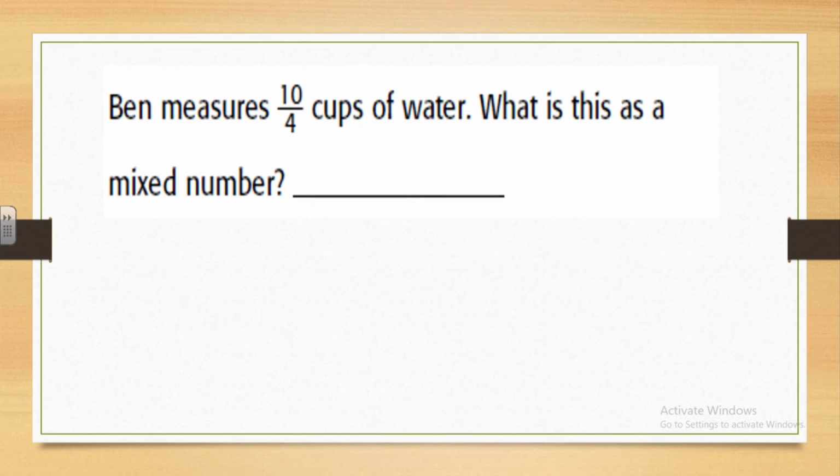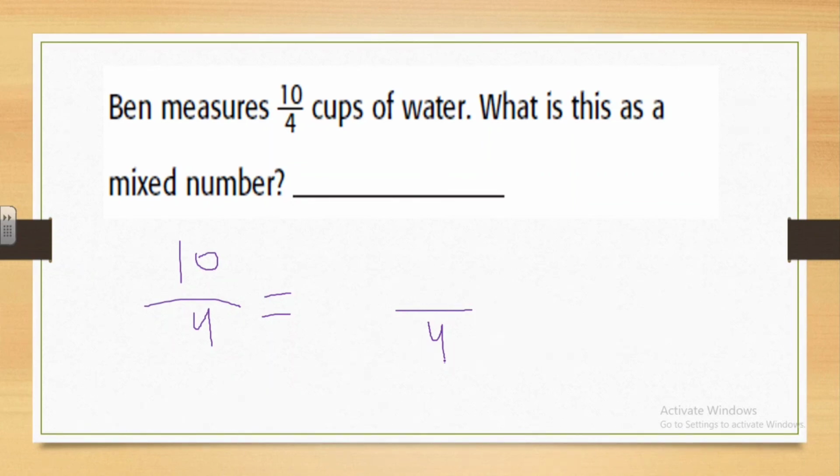He tells you that Ben measured 10 over 4 cups of water. What's this as a mixed number? So he wants from you to change this fraction to a mixed number. It's 10 over 4, right? How can I change this fraction to mixed number? Make fraction, write the number in denominator. Ask yourself, what times 4 is close to 10? But don't forget, when you get a number, it must be smaller than the number in the denominator.